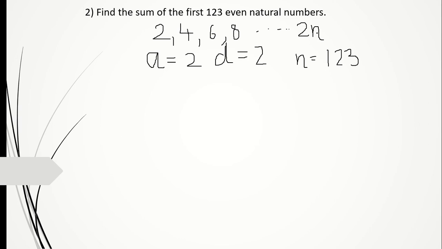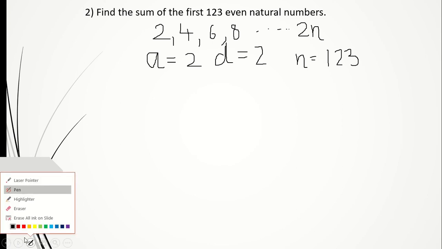So this sequence has got how many terms? 123, because we have to take the sum of 123 numbers, right? So we know n. There are 123 terms that we know. Now done. You know all the numbers. You know A, you know D, you know N. So just write the SN formula, substitute in the formula and solve. That's it.